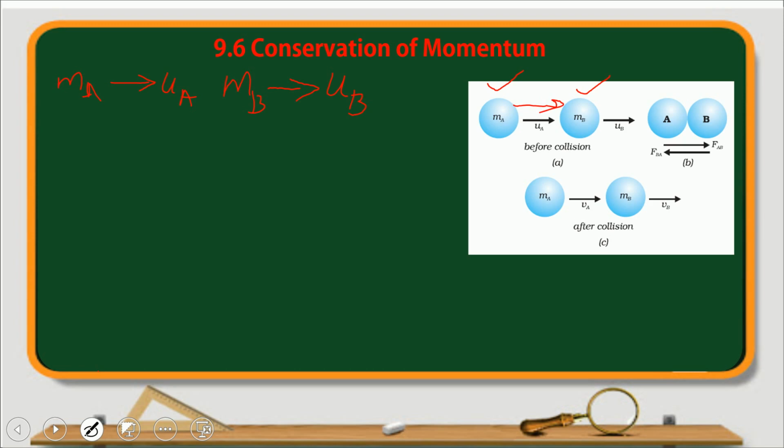Now, if UA, the initial velocity of marble A, is greater than the initial velocity of marble B, which is very important, that is, marble A is moving faster and marble B is moving a little slower than marble A, then obviously after time t they will collide with each other.